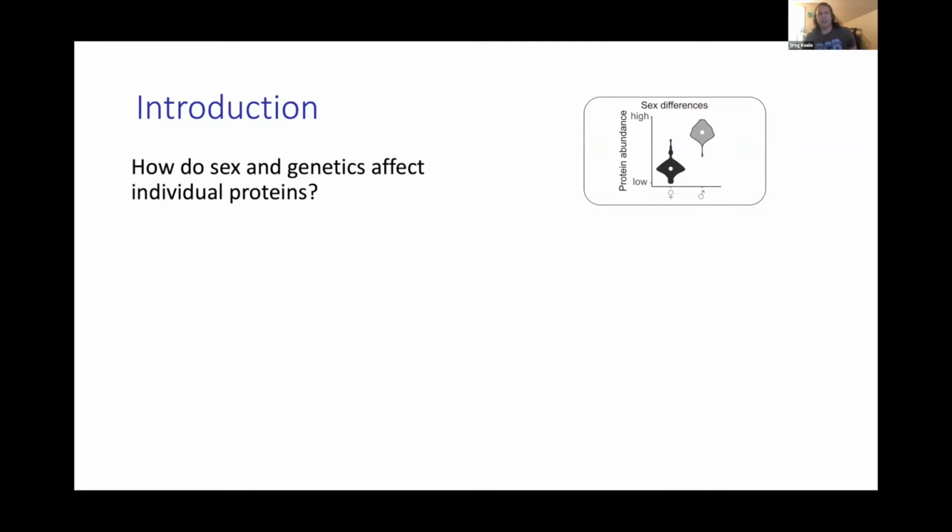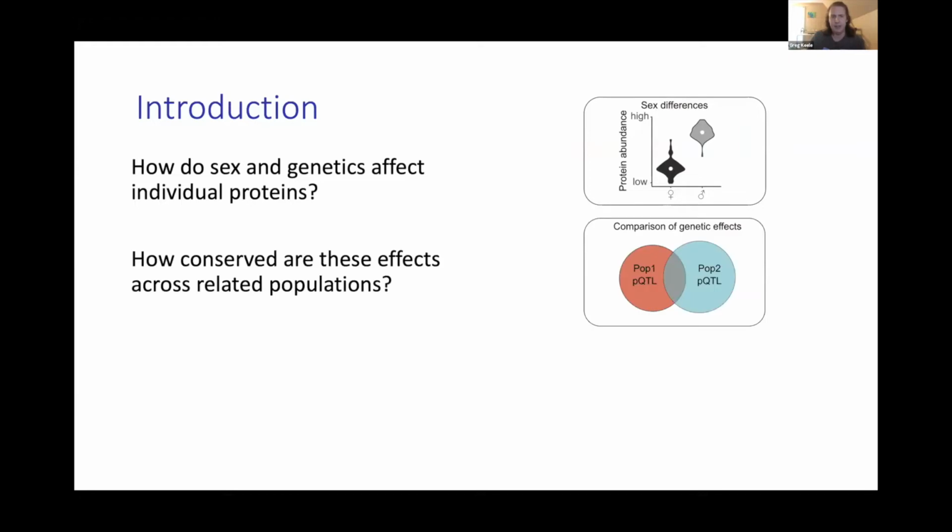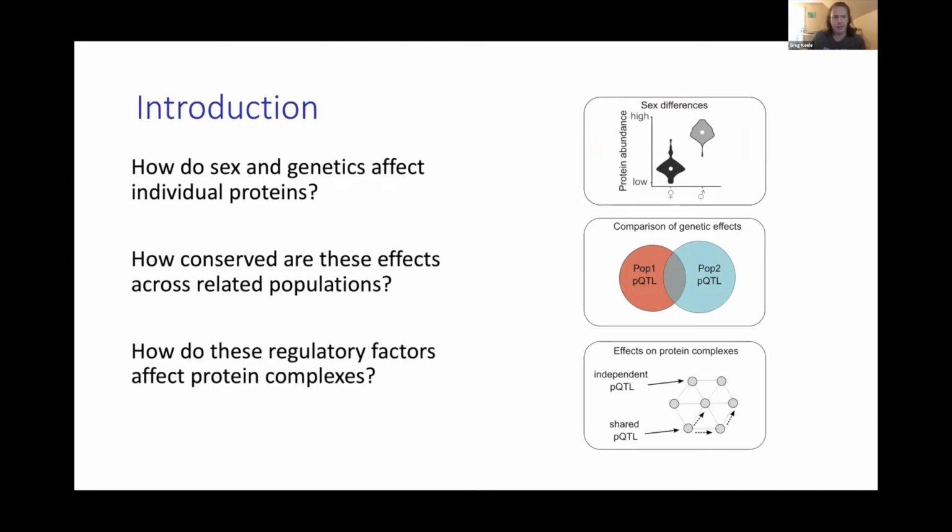We've tackled a number of questions here, such as how do sex and genetics affect individual proteins? How conserved are their effects across the populations, which is particularly important because these are resource populations, right? And then, going beyond individual proteins, how do these factors affect aggregates of proteins, such as protein complexes, which often have very important biological function?